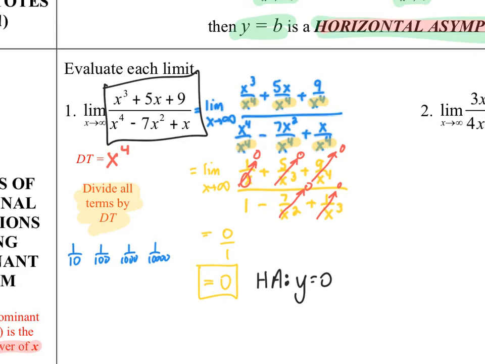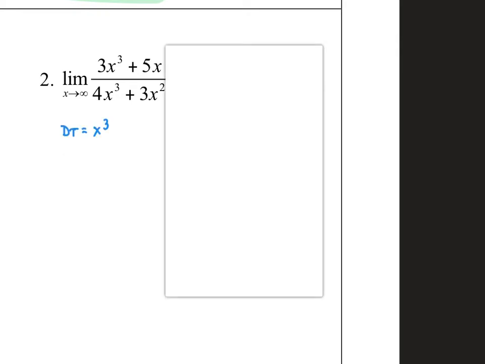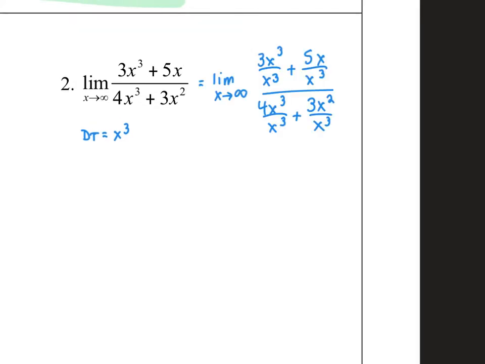You're going to be following the same steps. Identify your dominant term, divide everybody by that dominant term, and then just simplify and evaluate the limit. My first job here is to identify the dominant term. And when I look, I see I have a tie, so it's x cubed. So my dominant term here is x cubed. And so now I'm going to divide each one of these terms by x cubed. And once I've done that, I just simplify.